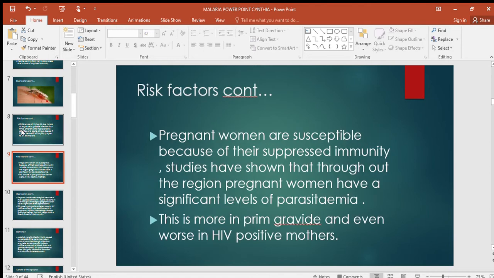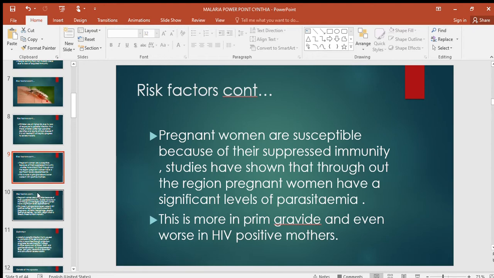So when it comes to pregnant women, they are more at risk because of their suppressed immunity. Studies have shown that throughout the region, pregnant women have a significant level of parasitemia. The studies also show that most pregnant women have at least a higher level of parasites in the blood. So those are women who have got malaria.